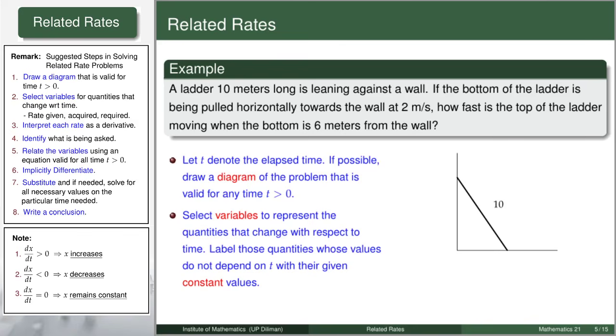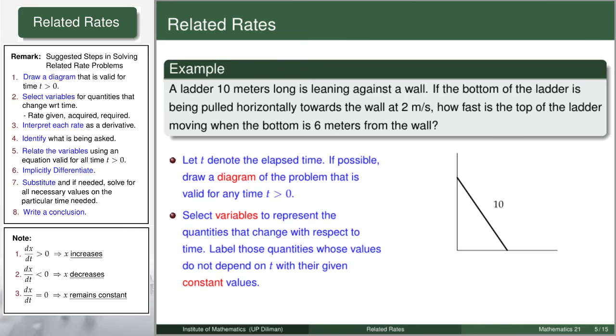Of course, I will also be assuming that the wall and the ground will not be moving, and the only thing that moves here will be the ladder. Now, for the things that move, it is important to select variables to represent them. In the third part of the steps, which will be coming later on, you will see that I will be interpreting each rate as a derivative, and thus giving me that note in the second part of the tip if you refer to the left side of the screen.